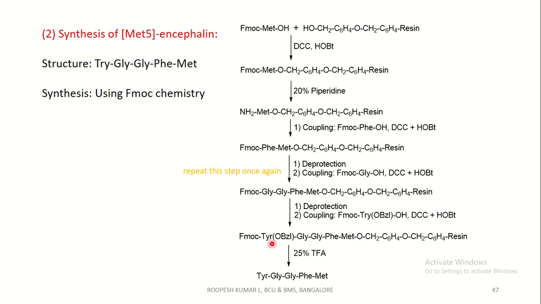is the fifth amino acid. On treatment with 25% TFA and pyridine, FMOC and Wang resin are deprotected to give methionine enkephalin.